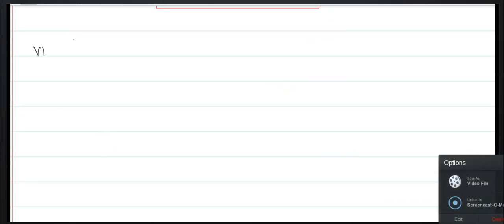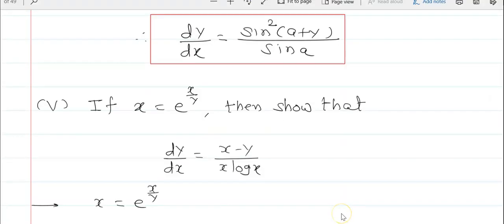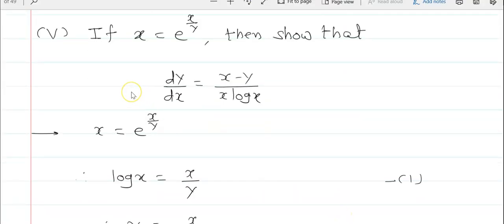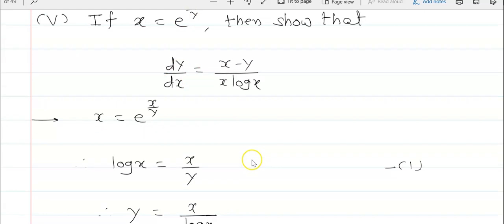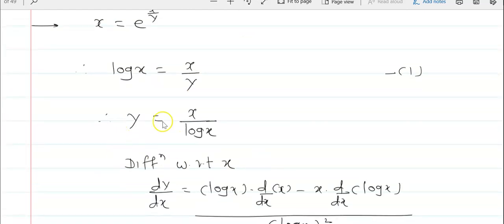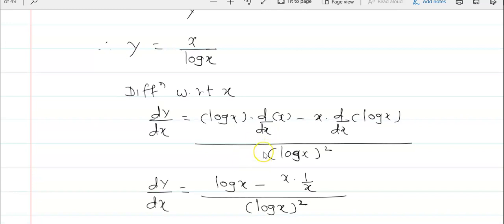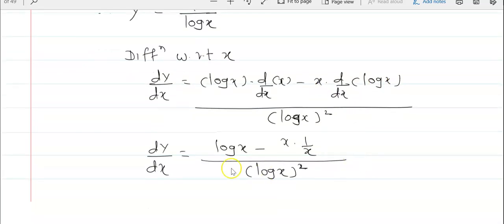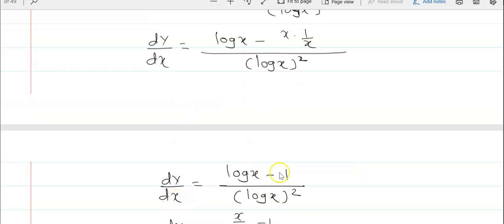Now see this again. If you want to write x is equal to e raised to x upon y, take log on both sides. This exponential is converted into the log also. Log of x is equal to x upon y is equal to x upon log x. Differentiate with respect to x, dy by dx. Apply the quotient rule: log x, derivative of x, minus x, derivative of log of x, upon log of x bracket square. Derivative of x is 1, x into derivative of log of x is 1 upon x. This x gets cancelled. That is, dy by dx is equal to log of x minus 1 upon log of x bracket square.